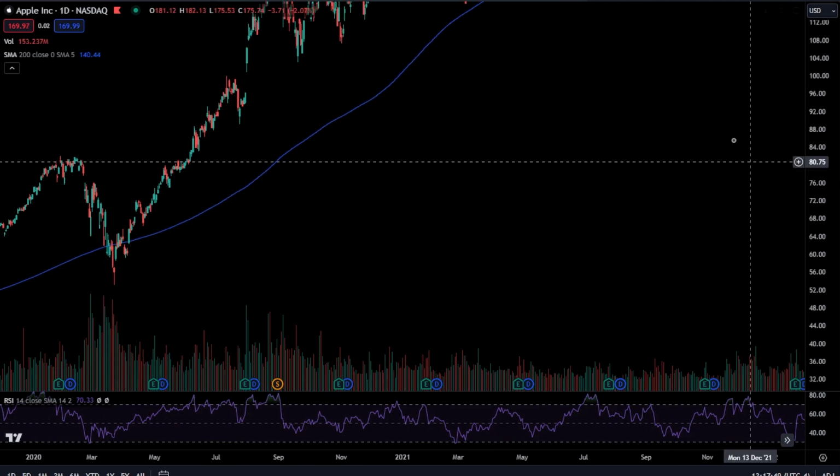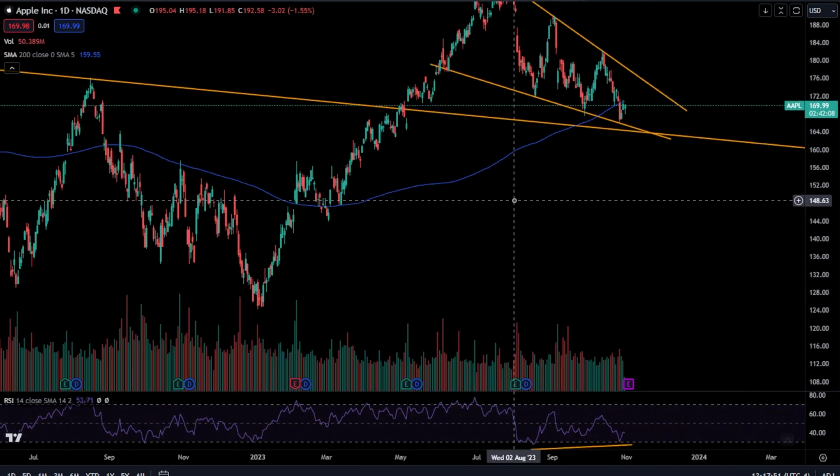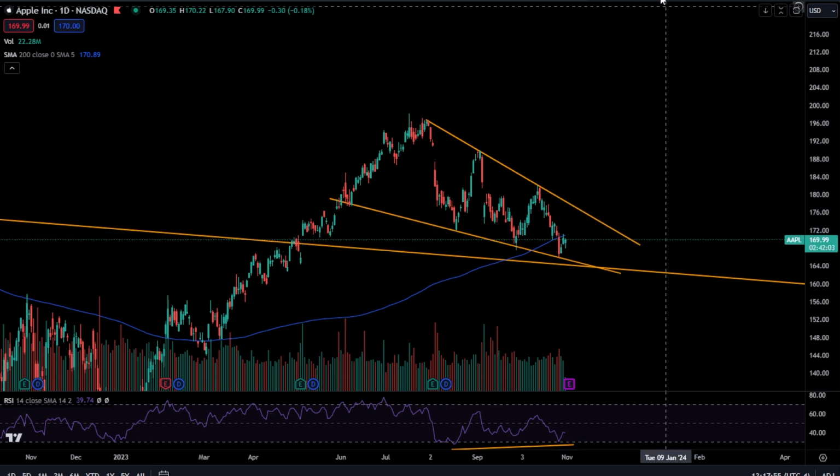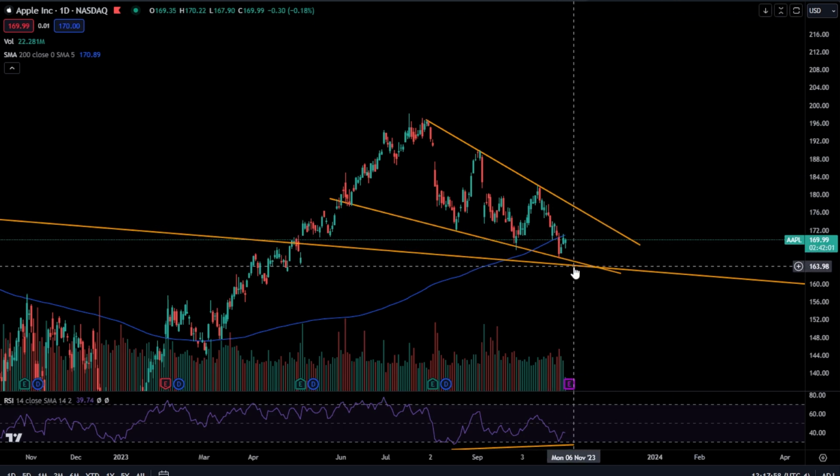Guys, I don't think Apple's going to screw the market. I'm going to be completely honest with that one. It can, but we have this setup going into it. I would be very surprised to see it tank out of this.